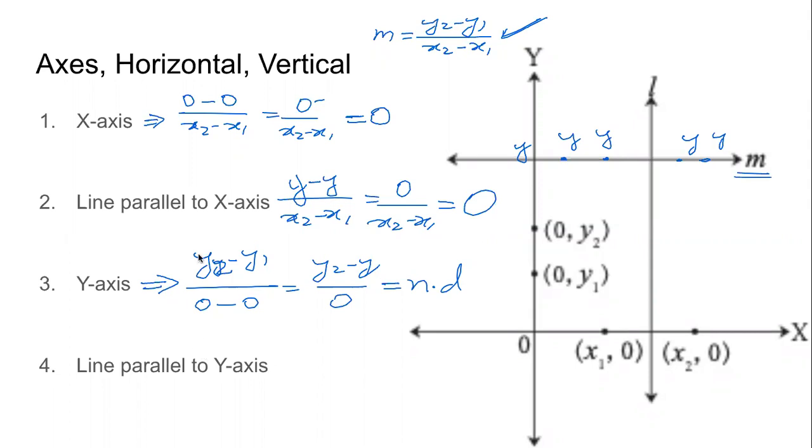Similarly, if we take a line which is parallel to y-axis, in this case the line L. So now in this case, we have the y coordinates, y2 minus y1. Now the x coordinates are not 0, but they are same. So it will be y2 minus y1 by 0. And once again, cannot be determined.